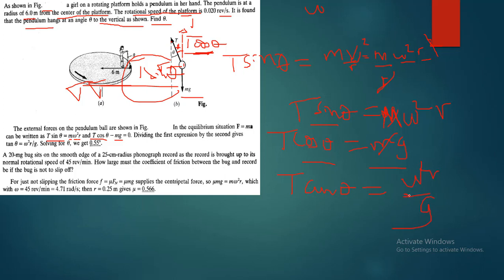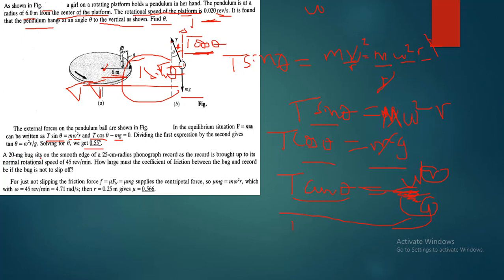We have w: we are told the rotational speed of the platform is 0.02 revolutions per second, so we multiply by 2 pi to convert to radians per second. The radius is 6 meters from the center. We have g, and therefore by taking tan inverse we can find the angle, which is 0.55.